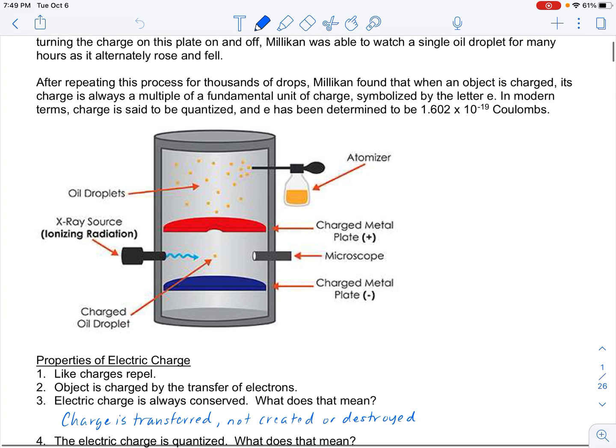After repeating this process for thousands of drops, Millikan found that when an object is charged, its charge is always a multiple of a fundamental unit of charge, symbolized by the letter e, which now we would call the electron. In modern terms, charge is said to be quantized, and e has been determined to be 6.02 times 10 to the negative 19th coulombs.